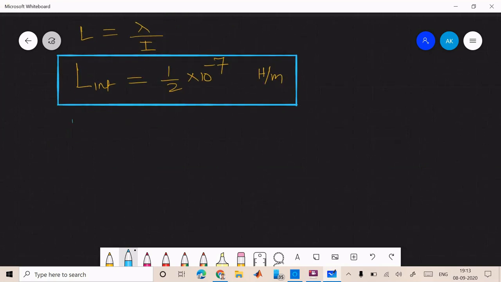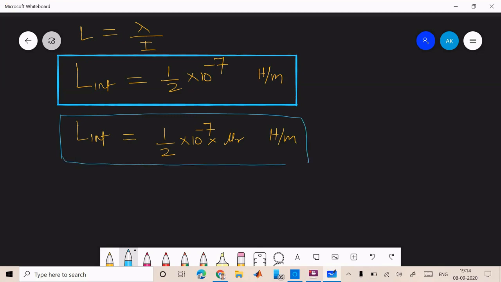And what will be the L internal for magnetic material? In that case, simply you will get 1 by 2 into 10 raised to power minus 7 into mu r Henry per meter for magnetic material.